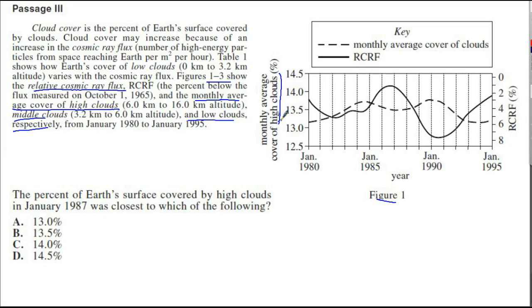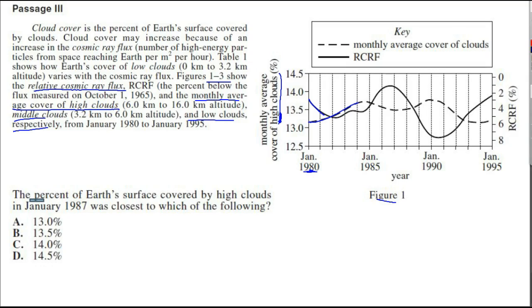And so we want to pay attention to what they're showing. They're showing us years on this axis, and the average of high clouds on this axis. And we've got RCRF, which is this one, and the cloud cover, which is this one. We can see that they don't necessarily look related, maybe an inverse relationship. But we want to ask the question, what percent of Earth's surface was covered by high clouds in January 1987? That's the one we're looking for.